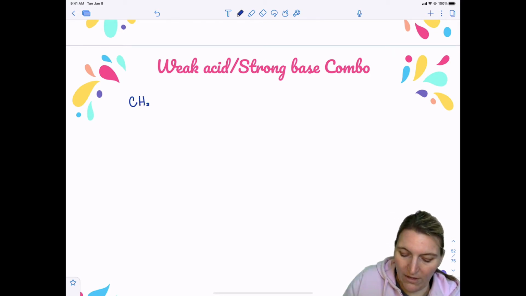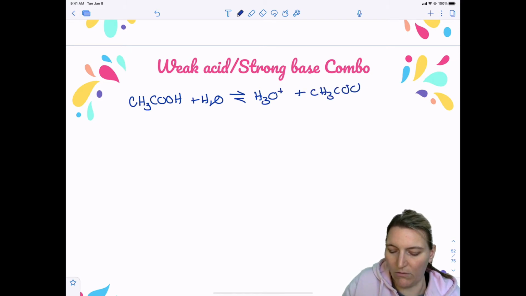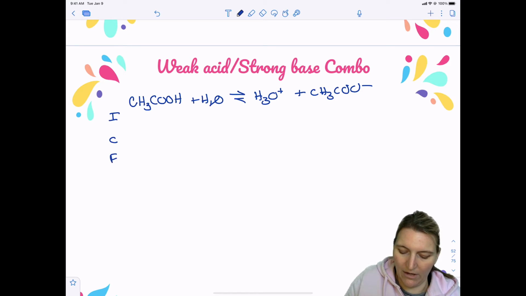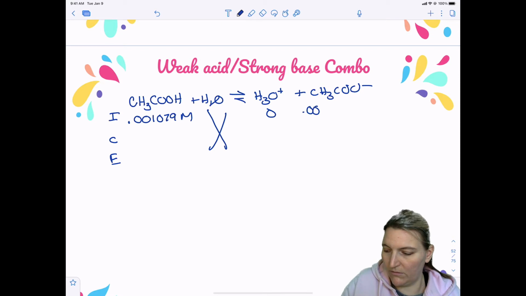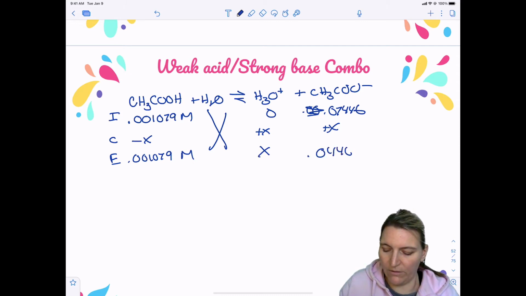So the weak acid reacts with water, donates a proton to water, making H3O plus and CH3COO negative. I'm using my initial concentrations from the previous table. Water we don't care about. Right, minus X, plus X, plus X, 0.001079 molarity still, and 0.0446 molarity.